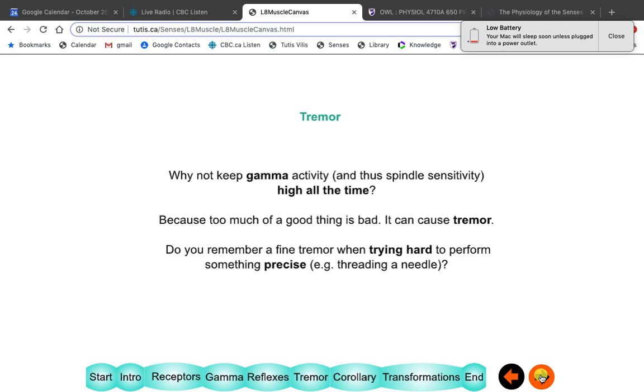It can cause tremor. I don't know if you've had trouble, for example, threading a needle. When you thread a needle and try very hard to get the thread into the needle hole, your hands start to shake. And those of you that go into medicine might find during your first surgeries that your hands start to shake when you start stitching the wound back together again.